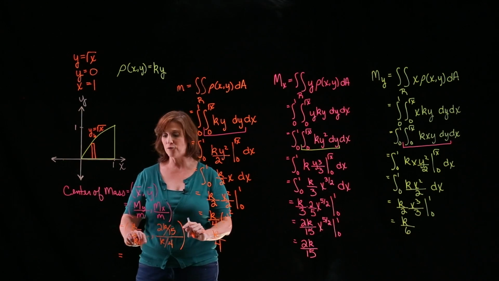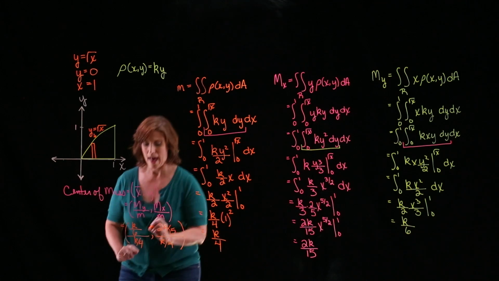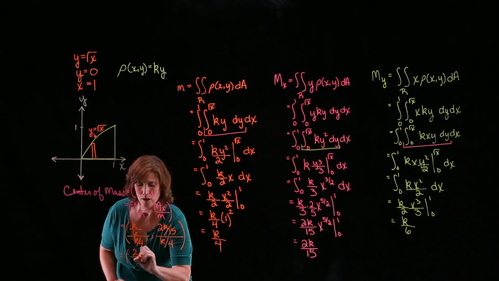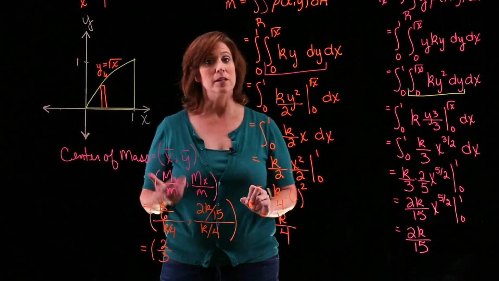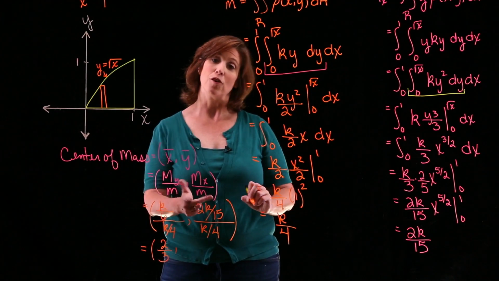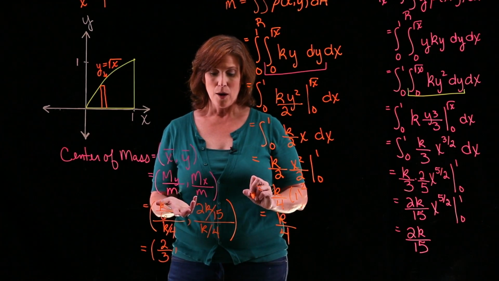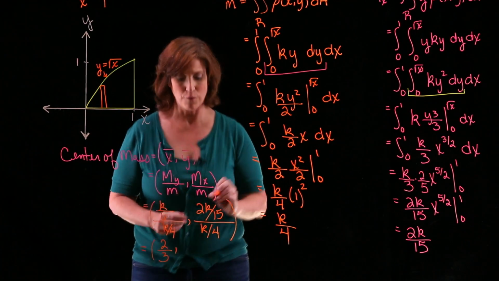Now I have two compound fractions. If I do the invert and multiply here, the k's will cancel, and I end up with 2/3, because 4/6 and 2/3 is the same thing. And here, if I invert and multiply, again, the k's cancel, and I'm going to end up with 8 over 15.